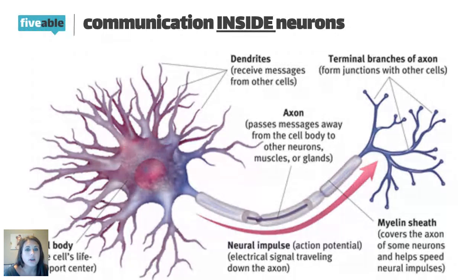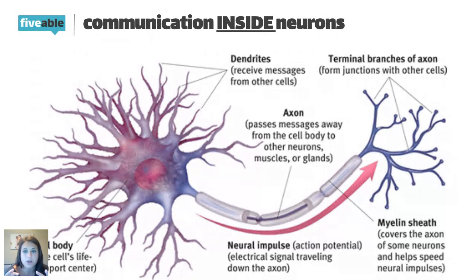So the message is transmitted down the axon. That's considered an electrical impulse. I don't know how specific they get, but I have seen it mentioned, so knowing that it's an electrical, not a chemical impulse is important. So the axon shoots the message down to those other little branchy looking things at the end, and those are called our terminal branches. And that's the end of the specific neuron.